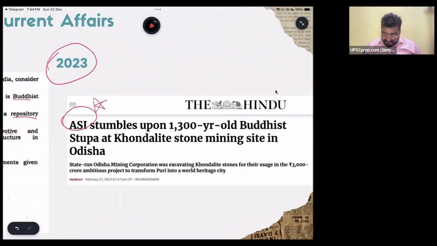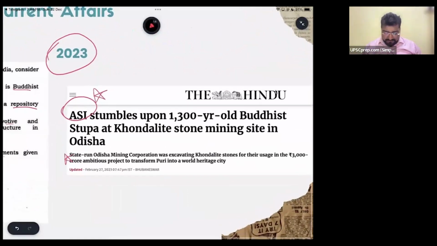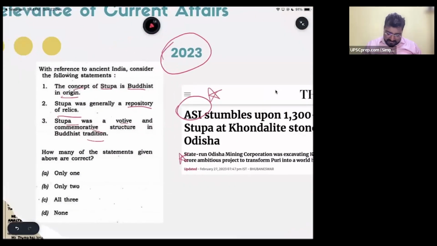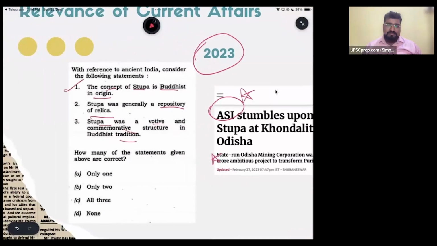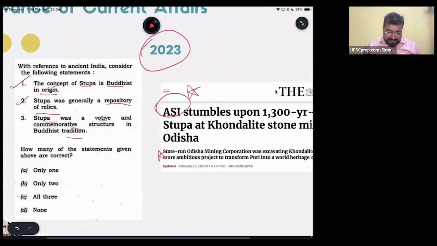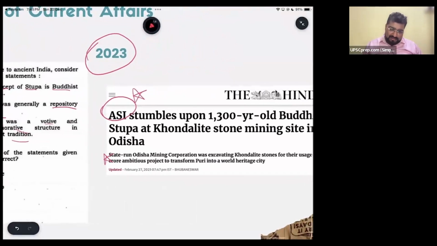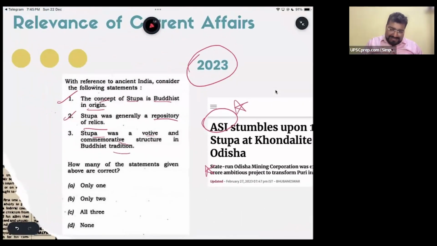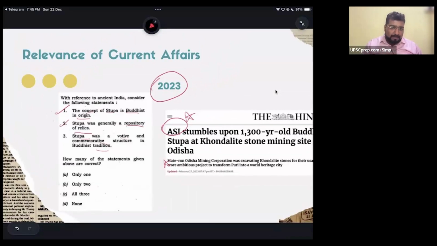And if you would have read this particular article, the first statement, whether the concept of stupa is Buddhist in origin or not, everything would have been cleared. The second statement as well. You could have solved these two statements if you had read this article, or in general, if you had read about the concept of stupa, this question would have been easily solved, right? Okay, guys, whatever doubts you have, please post in the Q&A section.